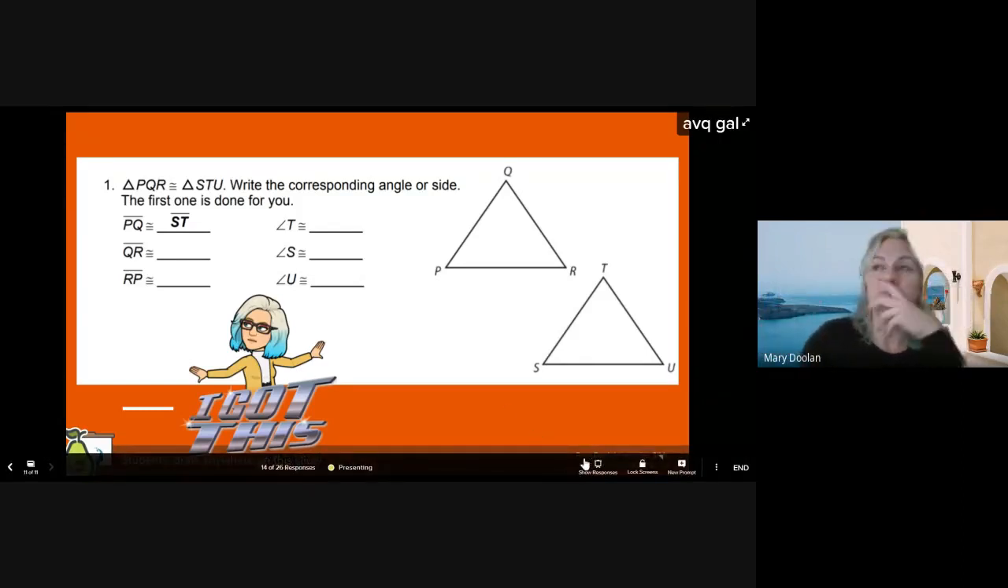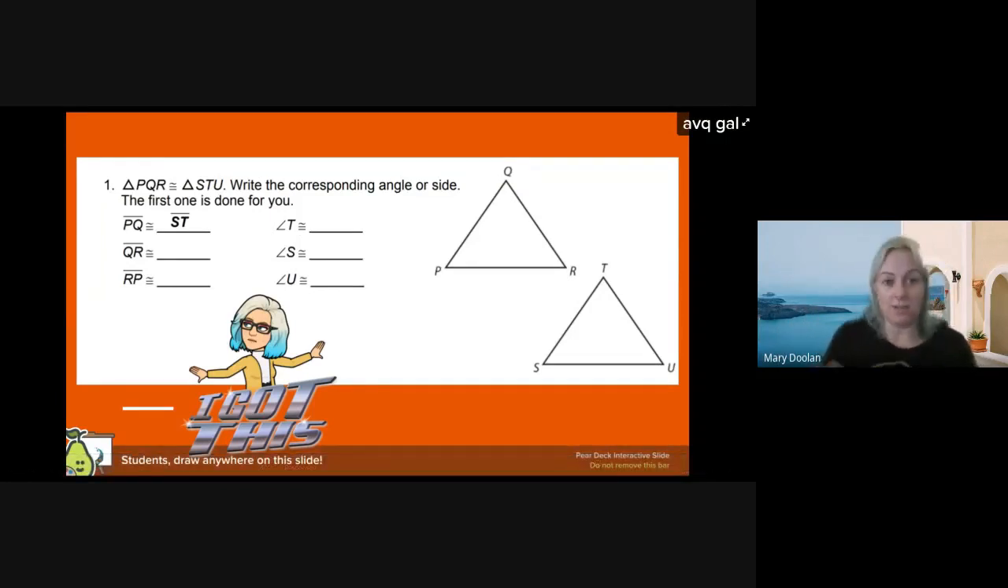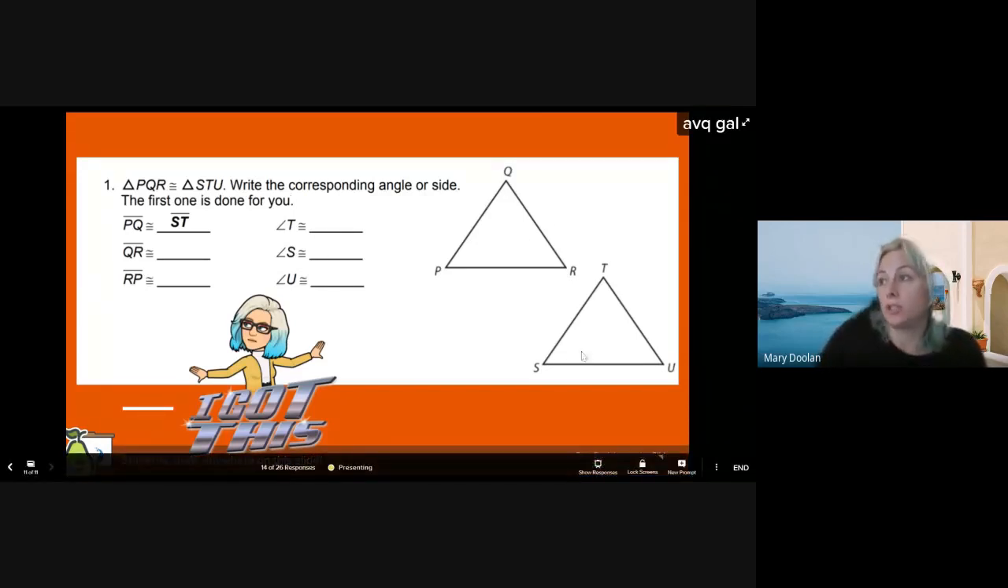And so when you're doing these types of problems where you have to write in the different pieces that are congruent to the given piece, the angle or the side, sometimes it's useful to just look at the picture and figure out like PQ. PQ is here, all right, so that's congruent to side length ST because it's in the same spot but on the opposite triangle.